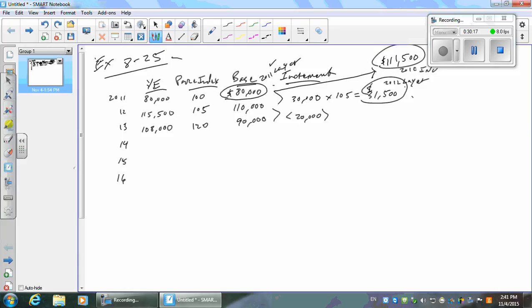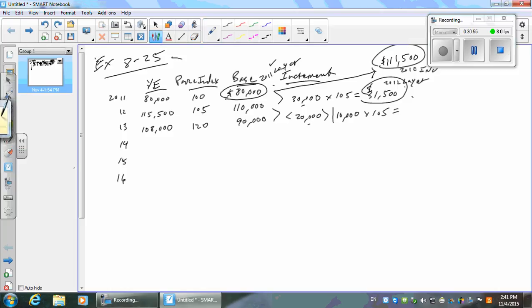What's that coming out of? Oh, that's wiping out part of the newest layer, right? Because it's LIFO, last in, first out. So what happened is this 30,000 layer, 20 of it's gone. What's left? Only 10,000 of it in base dollars, right? Times 105. And how much is that? 10,000 times 1.05? No, it's 10.5.